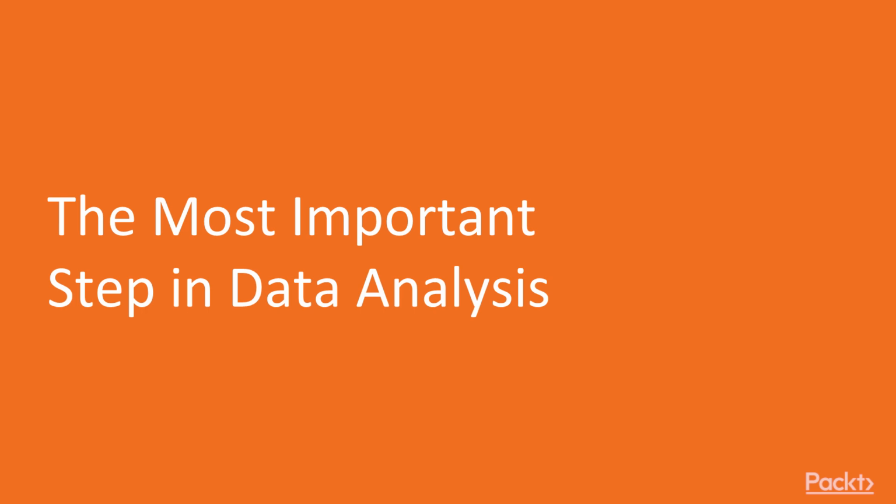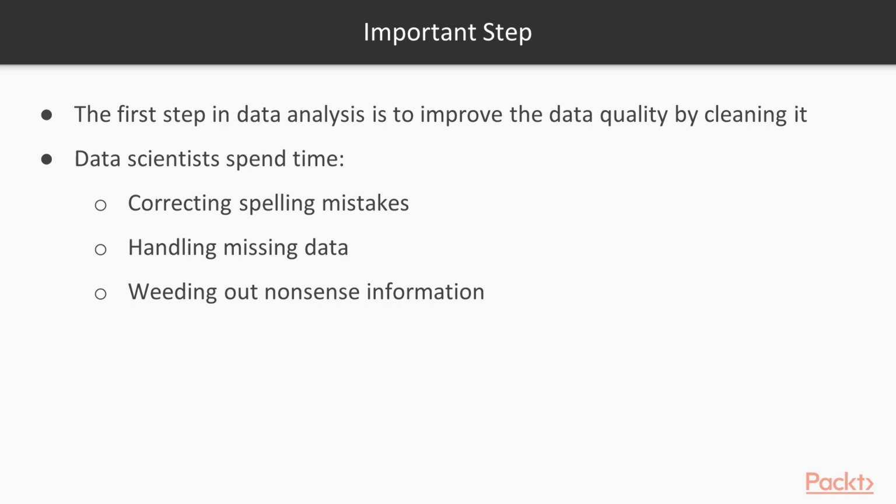In this video, we're gonna look at the most important step in data analysis. Before doing an analysis, you need to make sure that the data quality is great. And how can you make the data quality great? By just cleaning it. Most data scientists in industry spend time on correcting spelling mistakes, handling missing data, and getting the irrelevant information out of the dataset. So when they are performing some analysis, they're moving in the right direction.